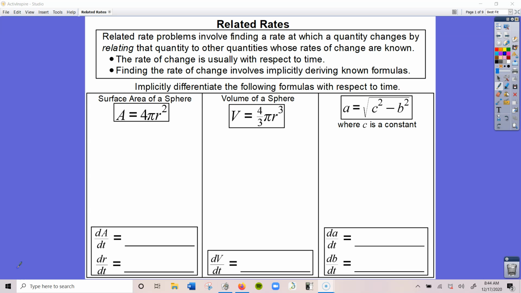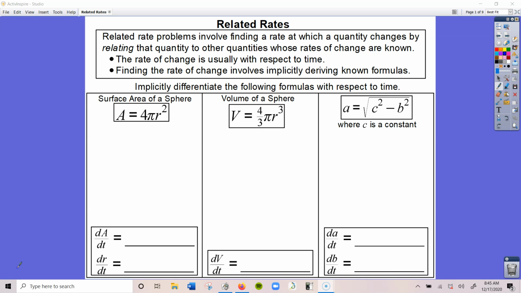Hey guys, today we're going to learn about related rates. Now, related rates involve finding the rate at which a quantity is changing, and we do that by relating it to quantities with other rates that are already known. The rate of change is usually, if not always, with respect to time, and finding it involves implicitly deriving known formulas.